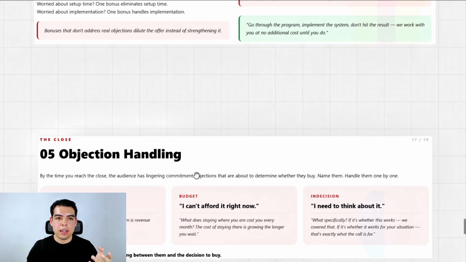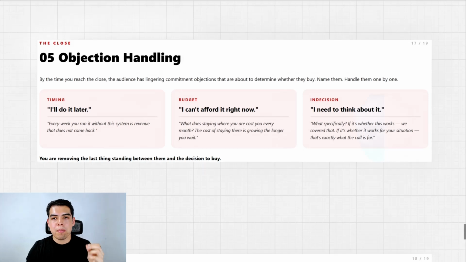Fifth is objection handling. They have commitment objections: timing, budget, I need to think about it. You name these out loud in the close and you handle them one by one.